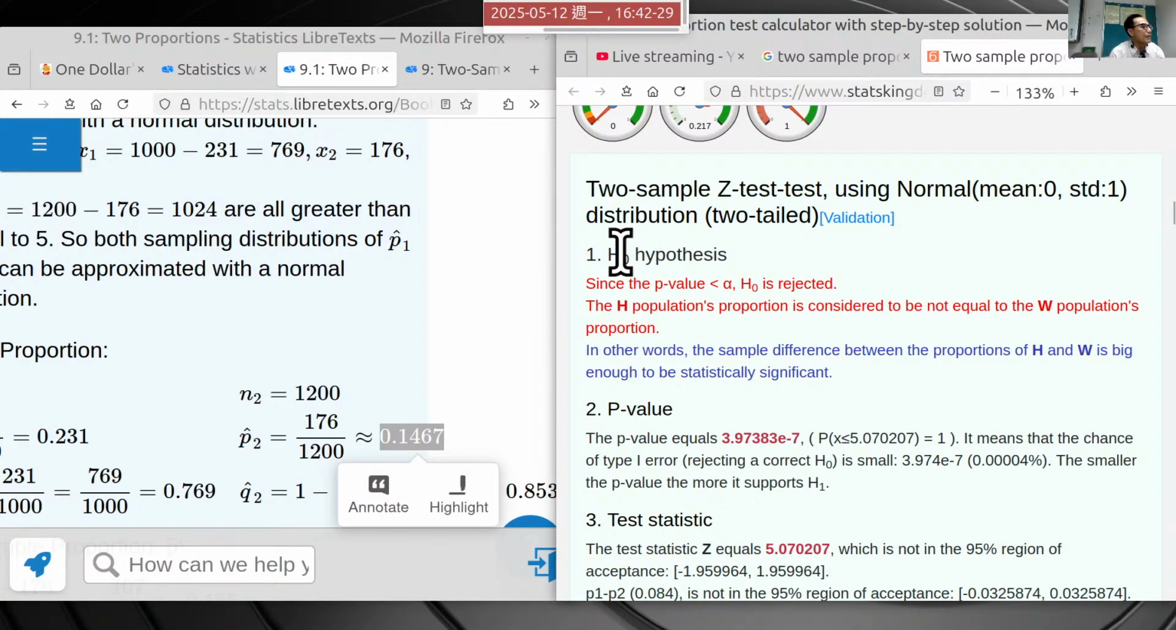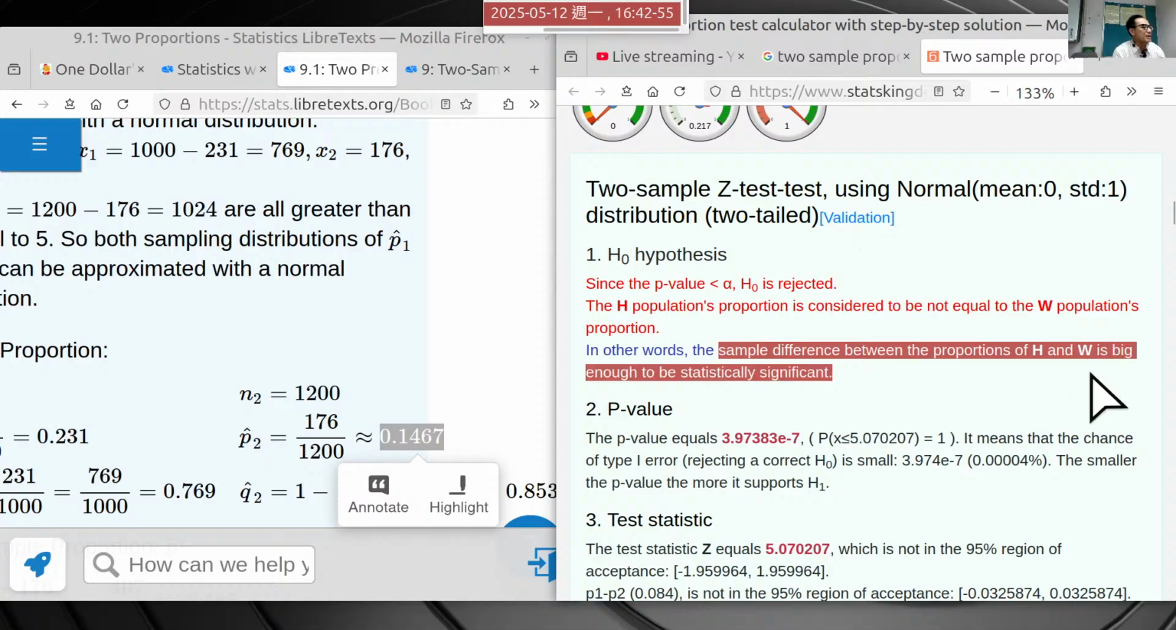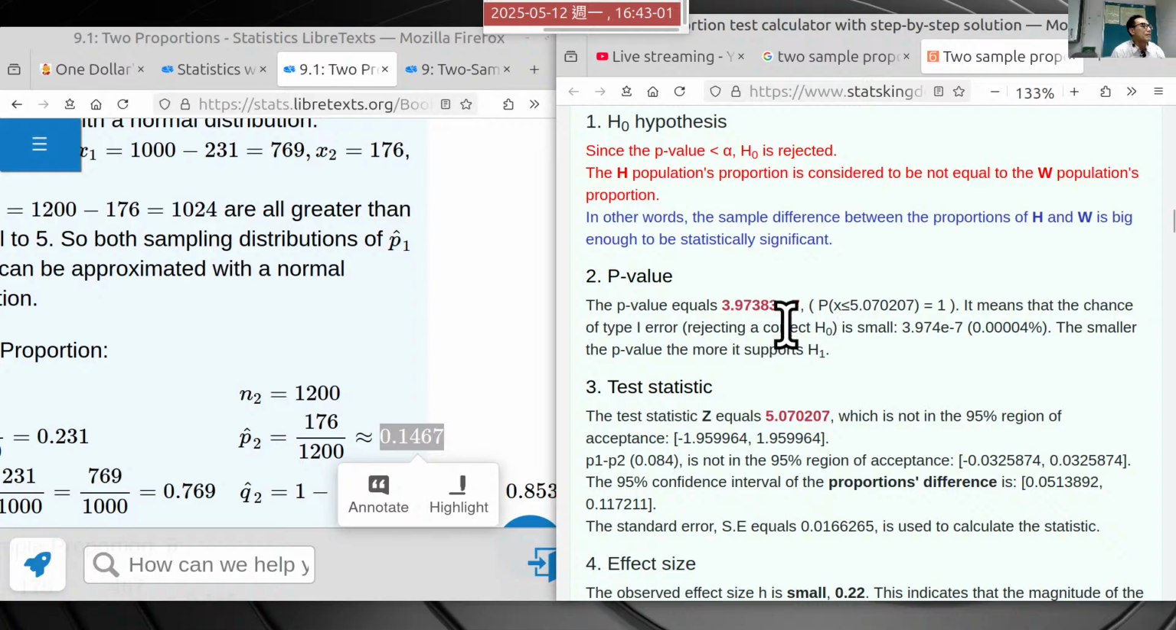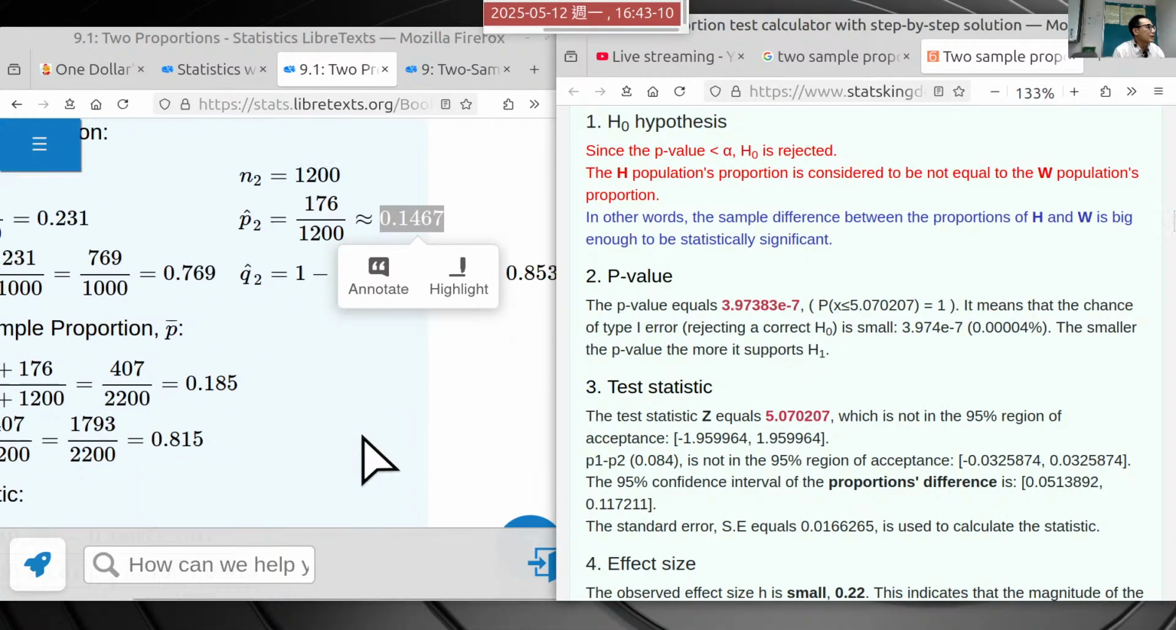Since, step by step, okay, the null hypothesis, since the p-value is smaller than alpha, the null hypothesis is rejected. The H population is considered to be not equal to the W population. H population means husbands, W means the wives. In other words, the sample difference between proportions of H and W is big enough to be statistically significant, and the p-value equals 3.9 times 10 to the minus 7. Let's check the answer here.